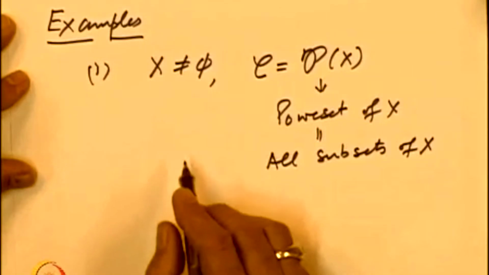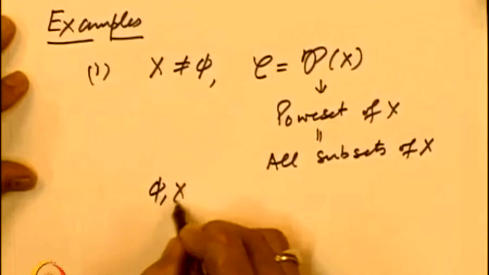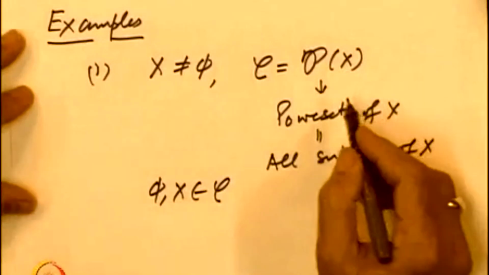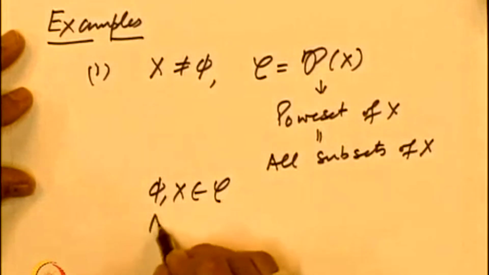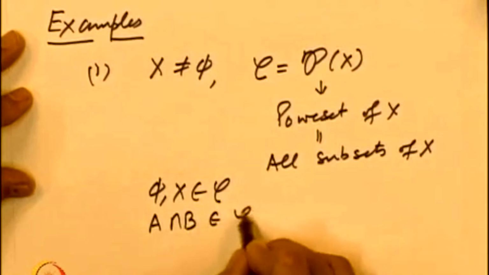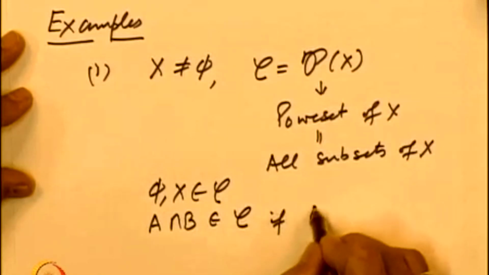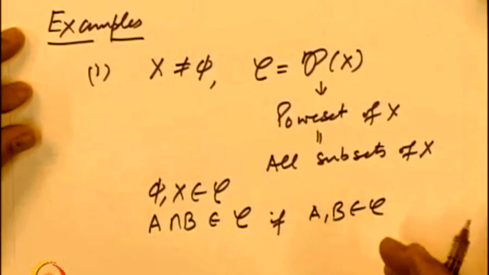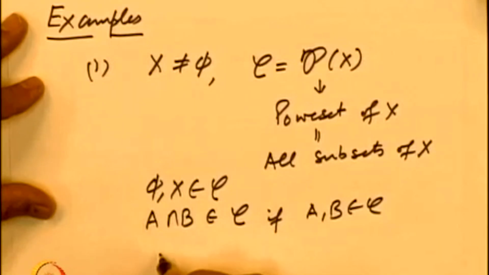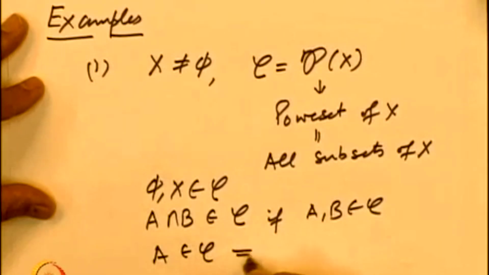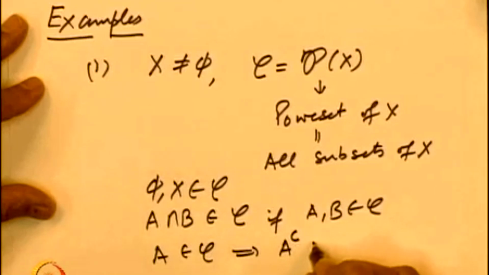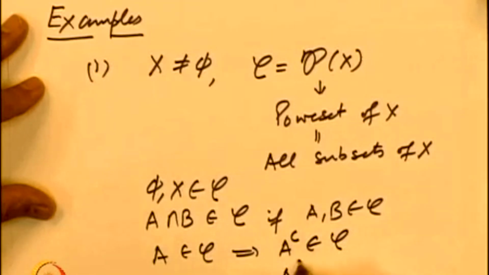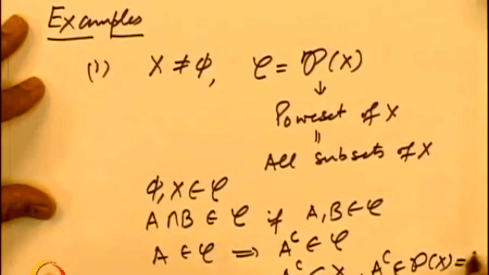Do you think phi and X belong to C? Obviously it is a collection of all subsets, so phi and X belong. Obviously A intersection B also belongs to it if A and B belong to C, because if A and B are subsets of X, then naturally A intersection B also is a subset. And in fact, if A belongs to C, then A complement also belongs to C, because A complement itself is a subset of X. So A complement belongs to P(X), which is C.